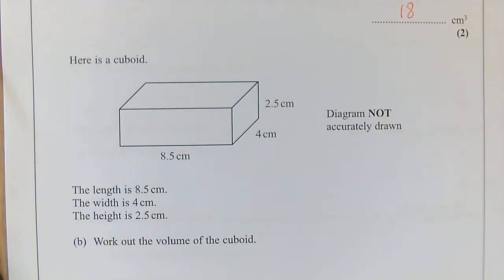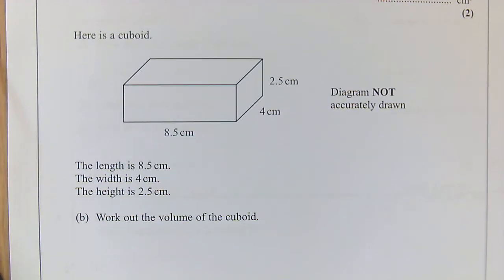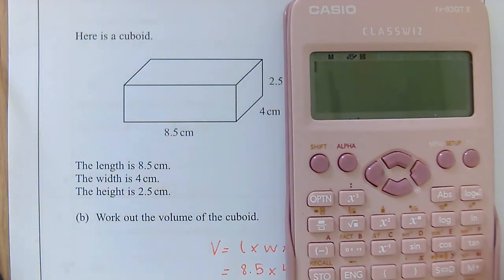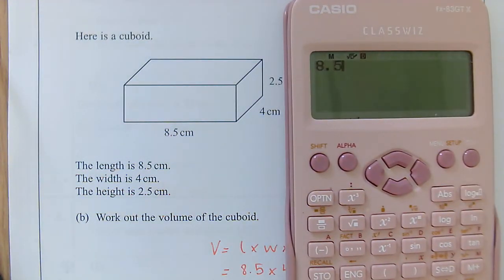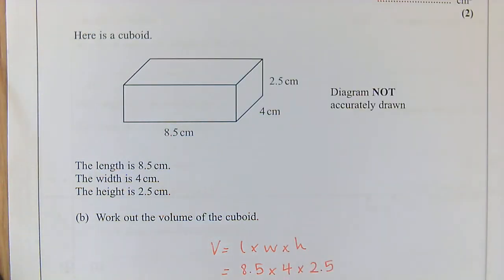Now we've got a cuboid, we're looking at calculating the volume of the cuboid. To do this, we are just multiplying the length by the width by the height. So we've got 8.5 multiplied by 4 multiplied by 2.5. It is a calculator paper. So 8.5 multiplied by 4 multiplied by 2.5, we end up with 85 centimetres cubed.